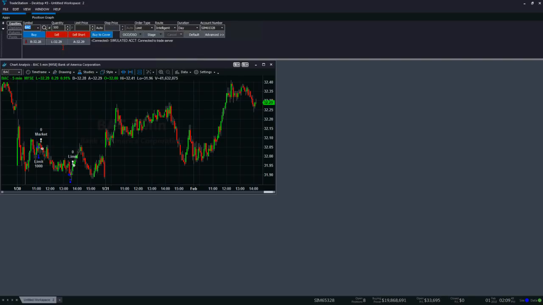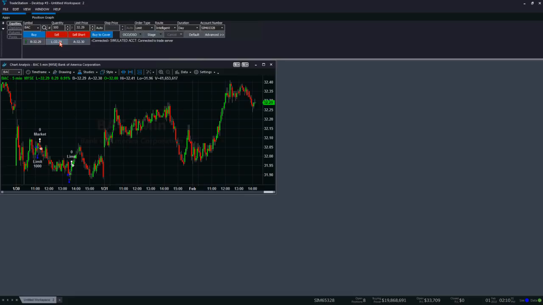These buttons are convenient because without even looking at a chart, you know exactly what price Bank of America is trading at. Now, if I were to click on any of these buttons, the price that is shown in the button will be sent to my pricing boxes. So let's say that I click on the last, which is 32.29. I click it. You can see that 32.29 is populated at the top because I'm using a limit order.